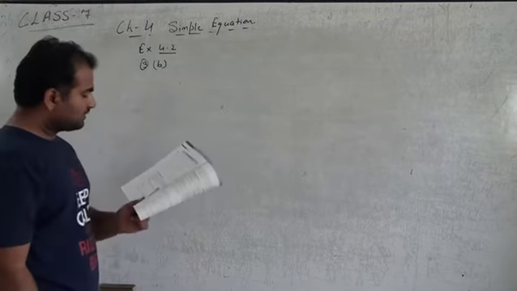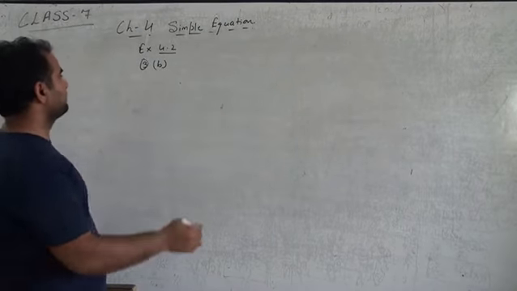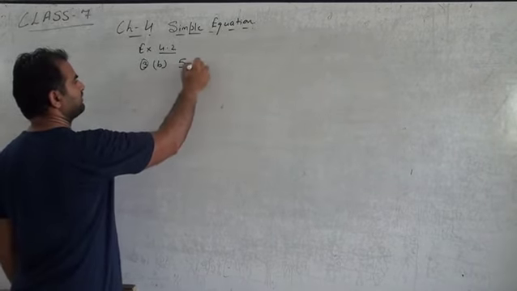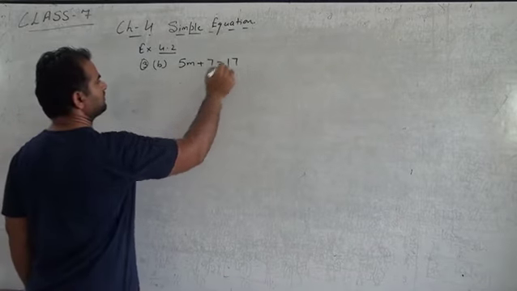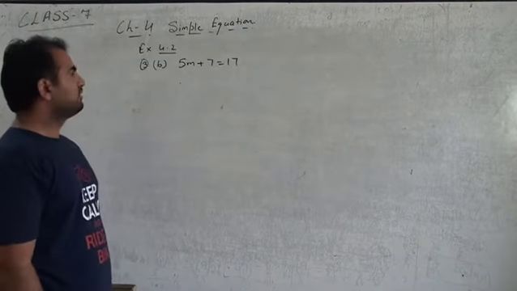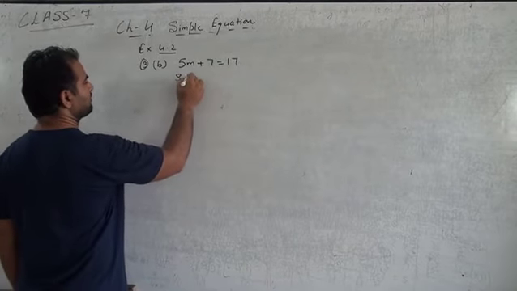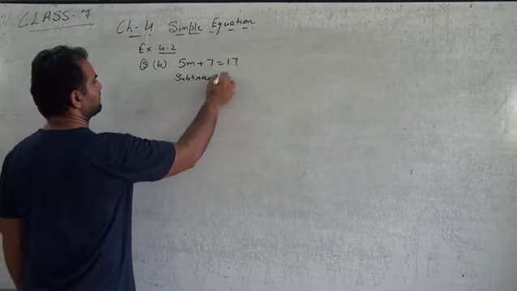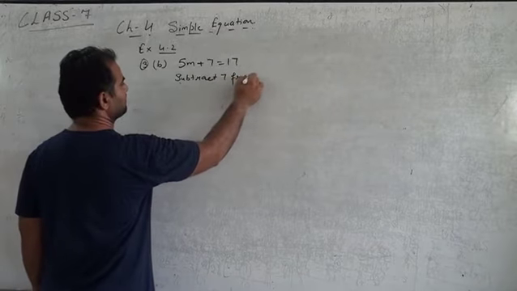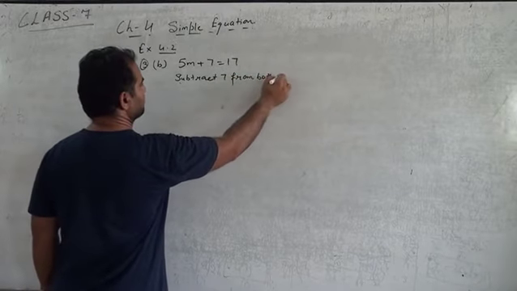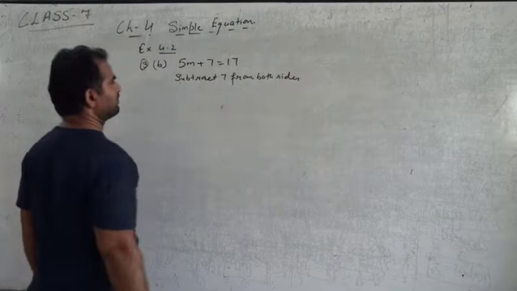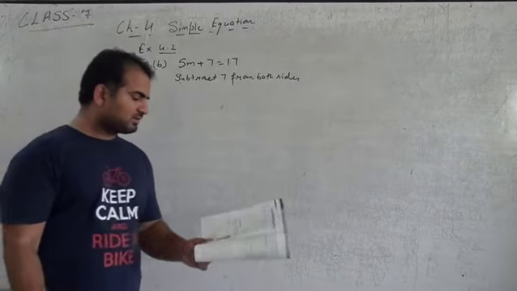The question is 5m plus 7 equals 17. Okay. So now what we will do is subtract 7 from both sides.